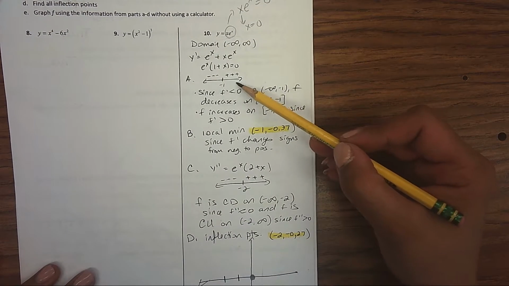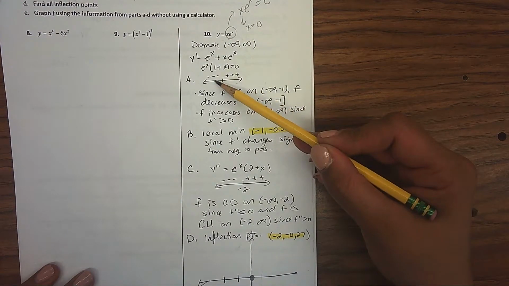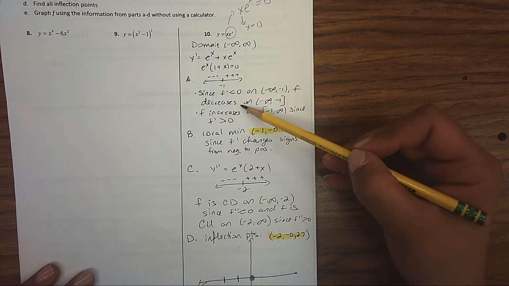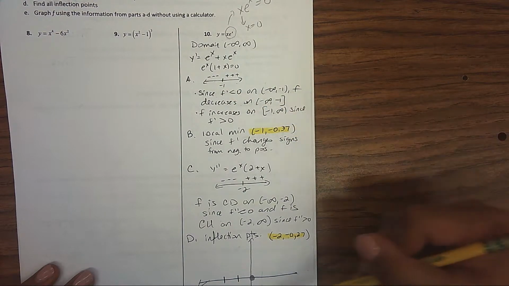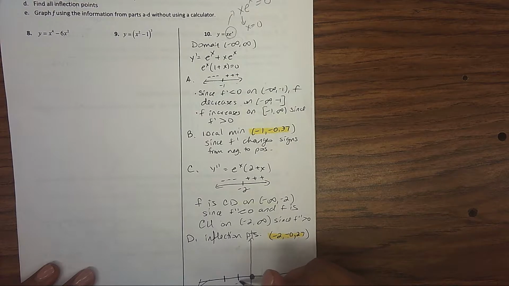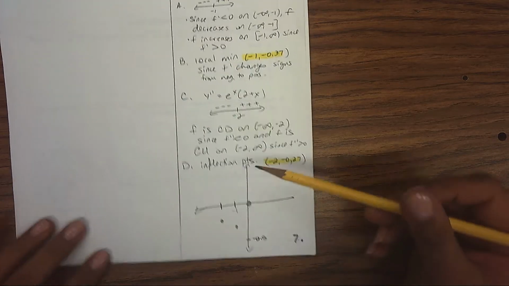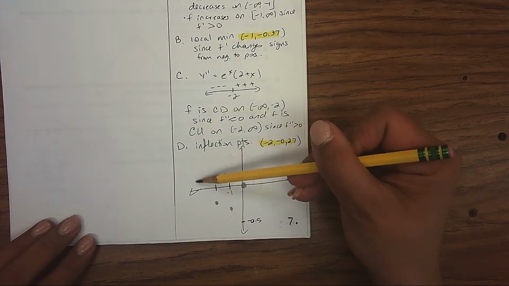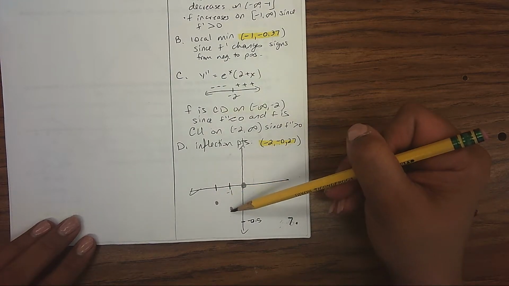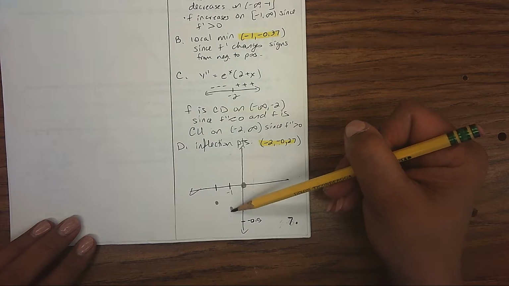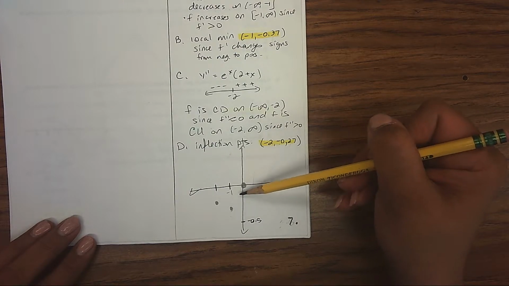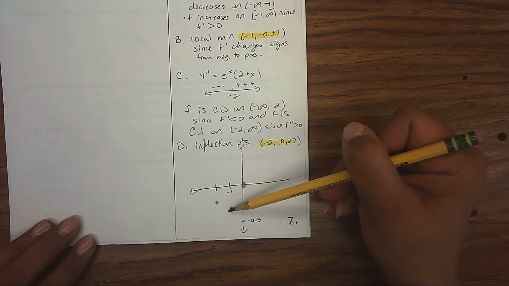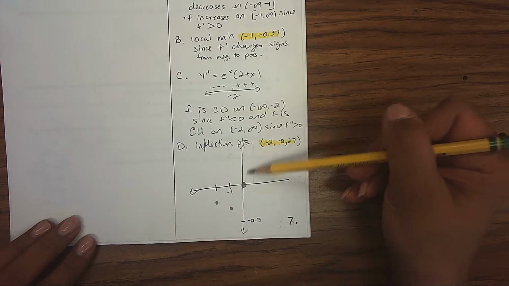This sign chart tells me my f is decreasing, right? F is decreasing until it hits -1. So here's -1. My f is going to decrease, hit this local min, hit this valley, and then go through the x-intercept, and then after it hits the local min, my f is going to increase.